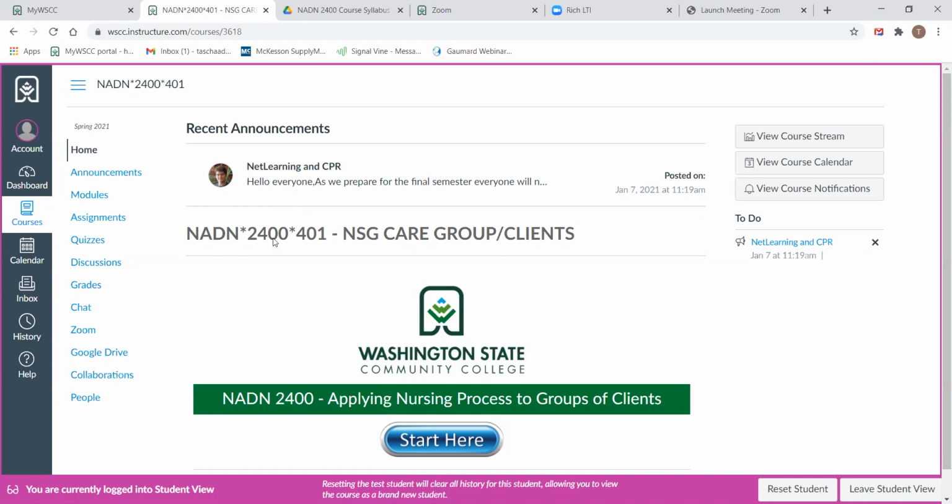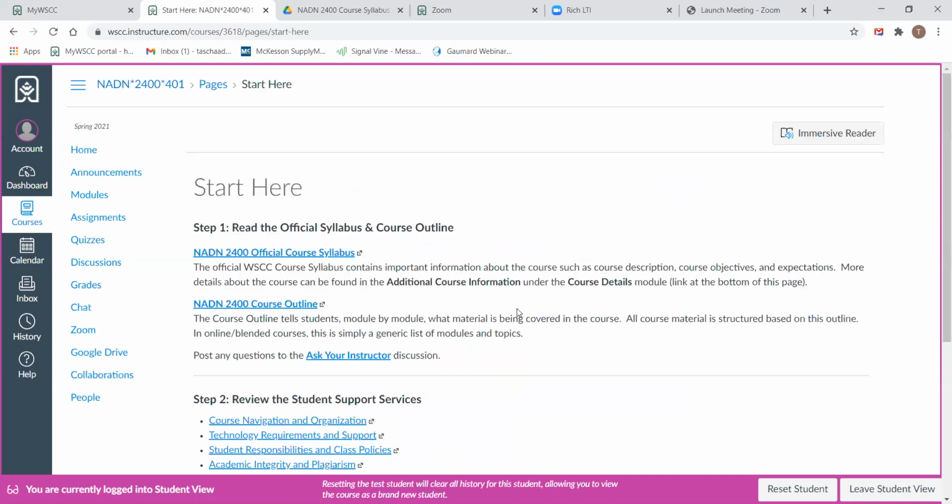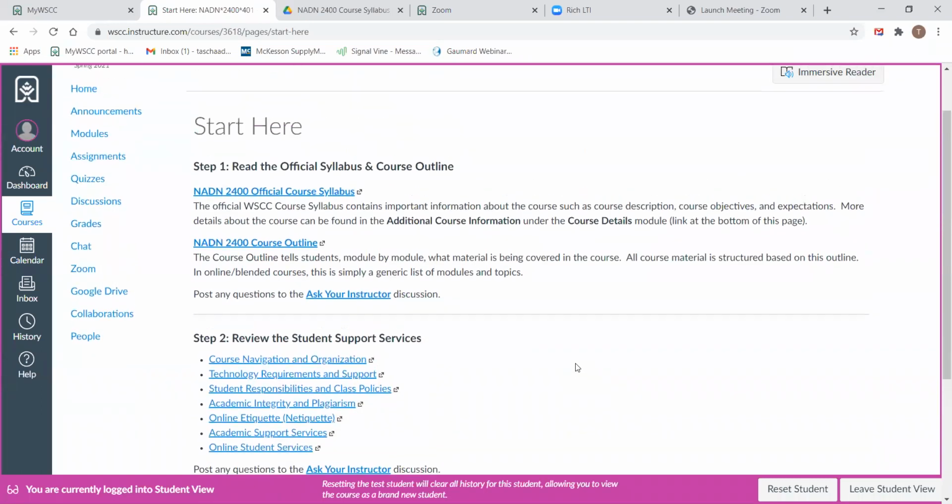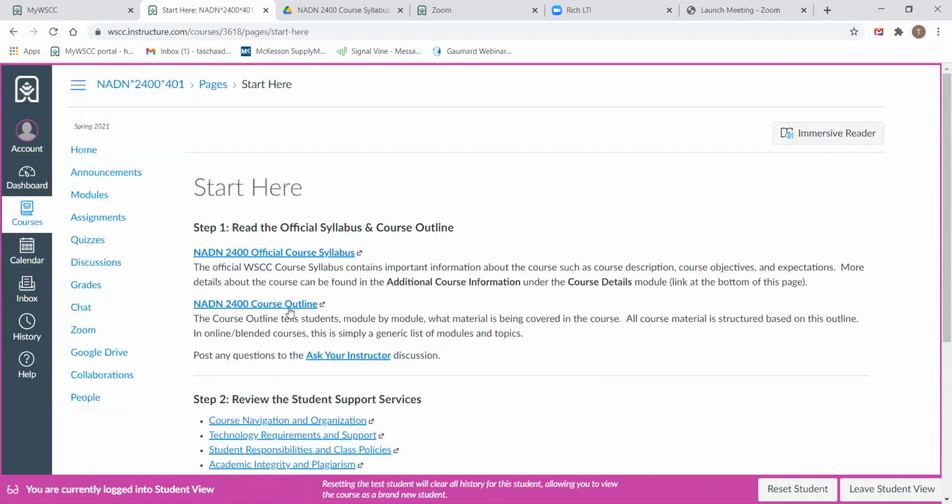When you come to the site, you will see Start Here. That's what we're going to do. We're going to get into the syllabus. You can work your way through this Start Here menu, and you'll find that the syllabus as well as the outline are going to be the same. That's simply because in the associate degree nursing program, we have everything all in one site. So we're going to start with the course syllabus.